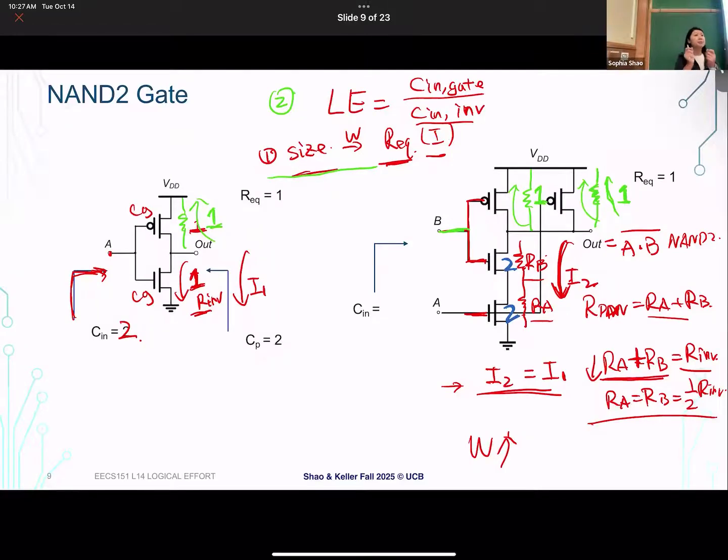Okay, so now we're looking at input B. What's the overall input capacitance that we're seeing from input B? It's the size 2 gate capacitance from the NMOS and also the size 1 gate capacitance from the PMOS, right? So the input capacitance is 3. We can also do that for A, it's the same, it's also 3. Does that make sense?